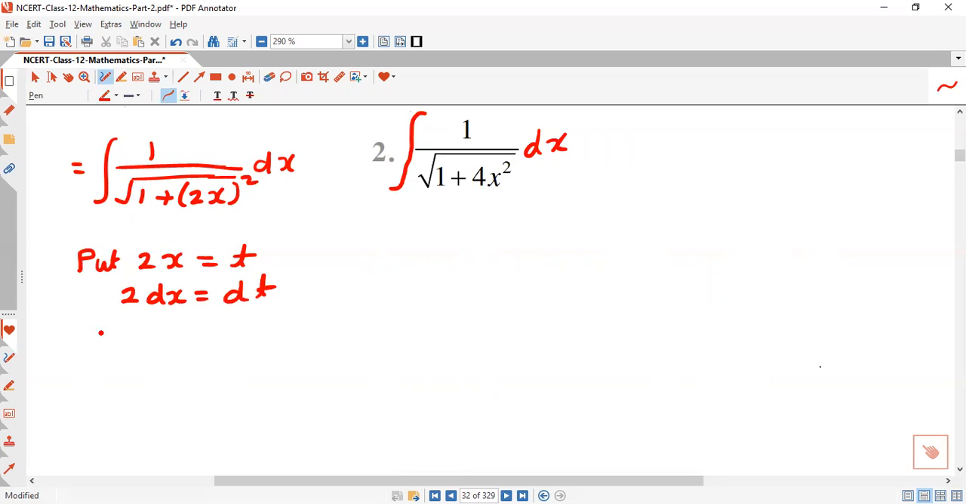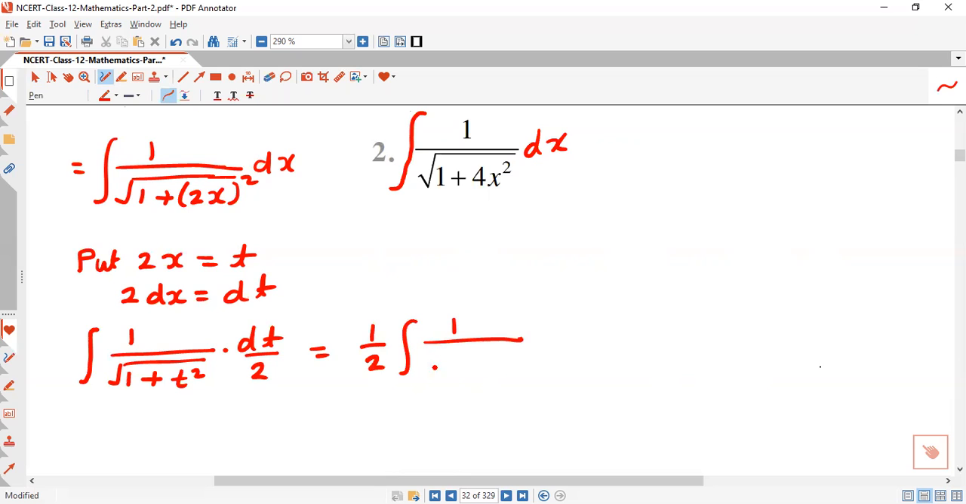So this integration becomes 1 upon under root 1 plus t square, and dx becomes dt by 2. Simplifying this, you get 1 by 2, the constant taken outside, 1 upon under root 1 plus t square dt. See, this is the integral of 1 upon under root 1 plus t square dt given to you, and I have to find the solution. So we know the formula.